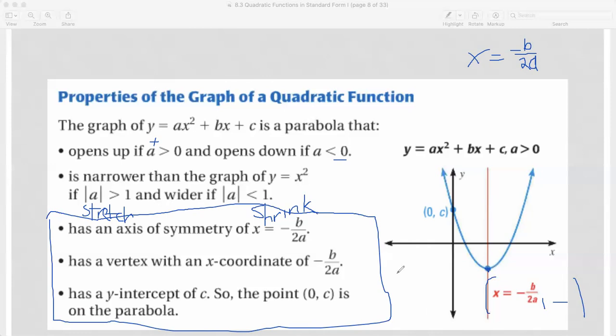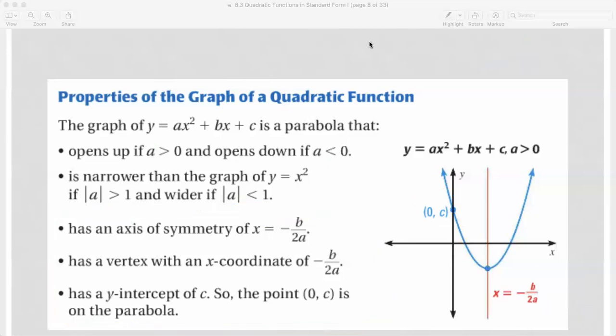And then your y-intercept, that's where it's hitting the y-axis. This here is your y-intercept, it's always going to be 0, whatever the c value is. All right. I know that's a lot, but we're going to practice it quite a bit. So let's do it.